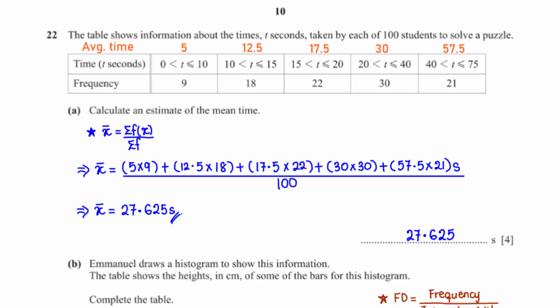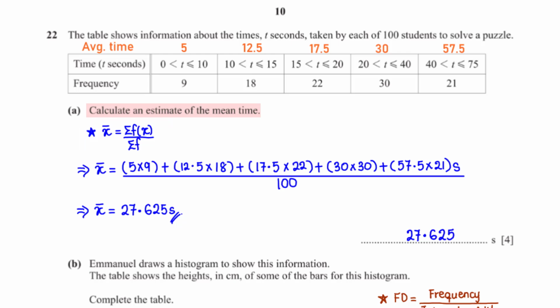The table shows information about the times t seconds taken by each of 100 students to solve a puzzle. Calculate an estimate of the mean time. The mean is equal to sigma f of x, which is the total sum of the time taken by all the students, divided by sigma f, which is the number of students.